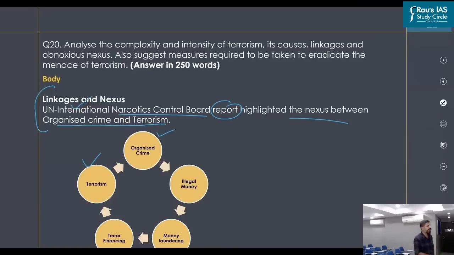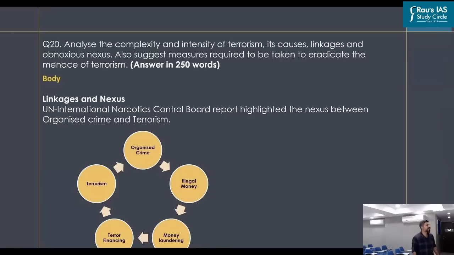Otherwise, if you had gone on to expand all these points, you would have crossed the word limit and it would have cost you time in the examination. So that is how you use diagrams effectively. We already discussed this diagram in the classes that were held in the mains revision classes.